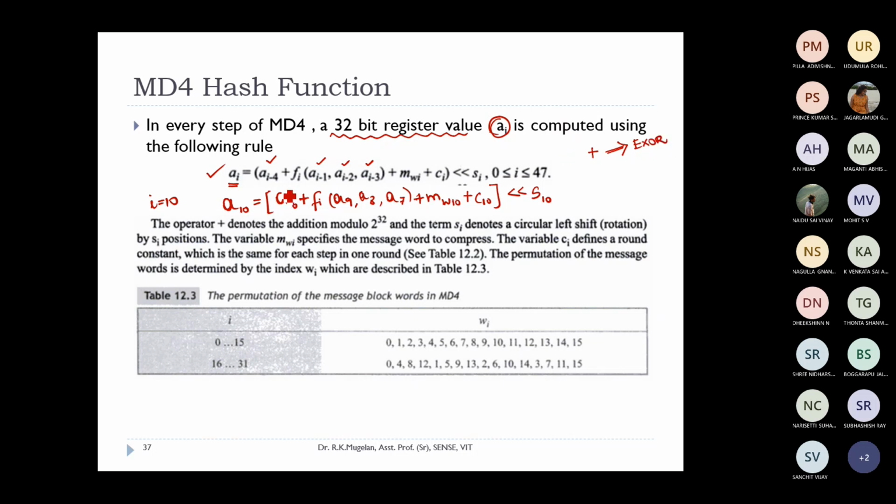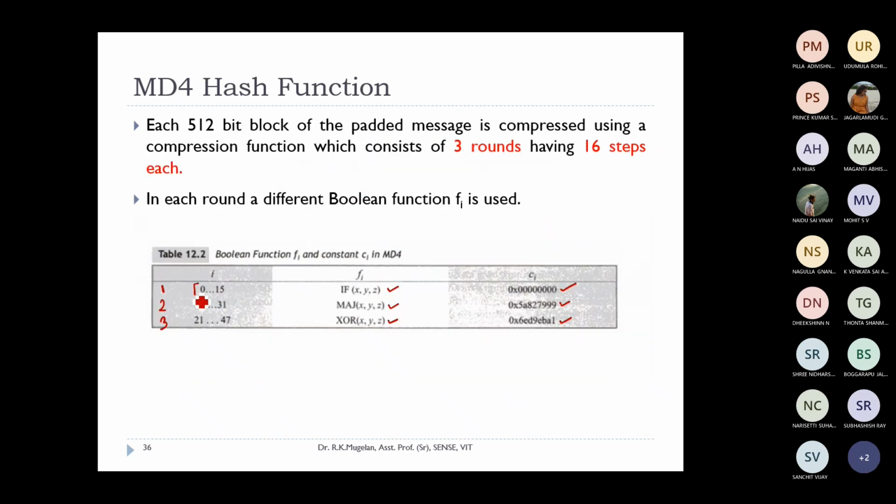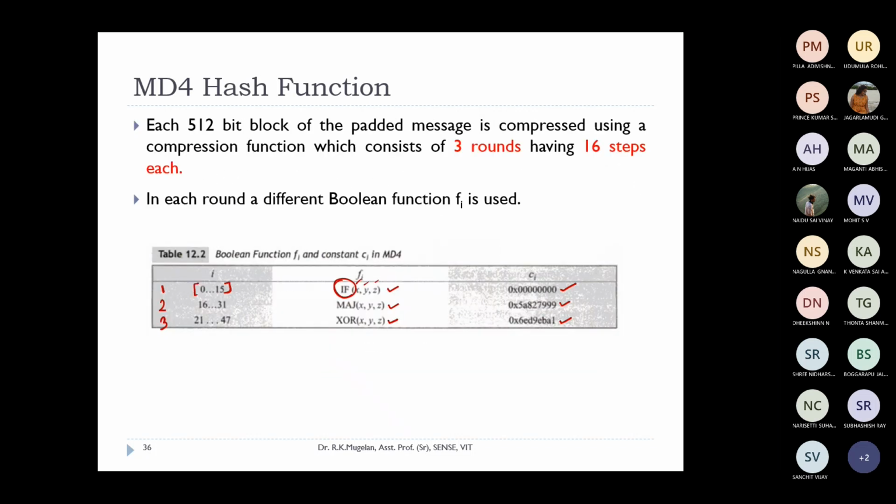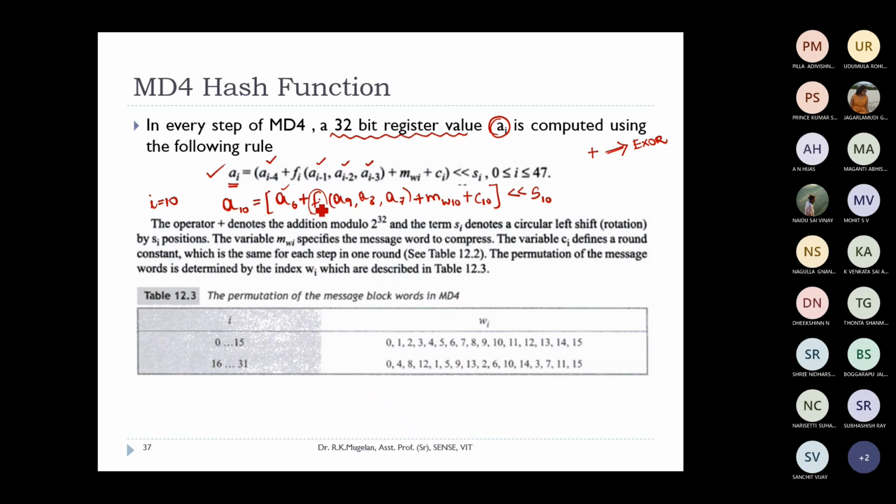So you'll be taking the 4 register words. First A6 is taken, then I'm going to apply a Boolean function Fi, right? When I is 10, it falls in this round. The I equal to 10 lies in this one, so you'll be using the IF function as the Boolean operation here, the IF operation of x, y, z. We just saw this one, right? How this IF operation works. You'll be applying your IF operation over x, y and z, the 3 register words. After computing this one, you'll go with the XOR operation with MW10.